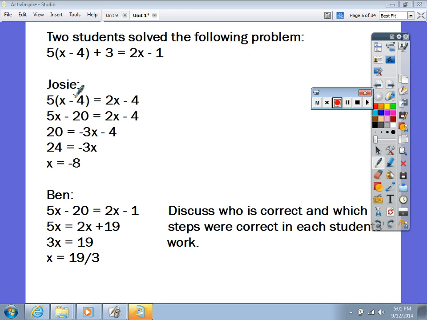Now what I want you to do is, if you were in class, you would have discussed with your partner which student is correct, and for both students, which steps did they do correctly, and then which steps did they do incorrectly. Maybe they're both correct. Maybe only one of them's correct. Maybe they're neither correct. So go ahead, pause the video, figure out who you think is correct, who you think is not correct.